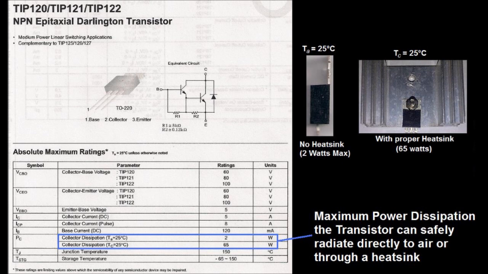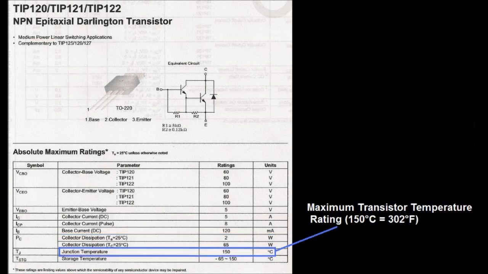Now, later in other videos, I will show you different versions of heat sinks and how to calculate the kind of heat sink you'll need for different transistors. Next, we have the maximum transistor temperature rating. Now, this is very important. This is the maximum temperature at which your transistor can operate. For instance, this says 150 degrees centigrade, which if you convert it to Fahrenheit, would be 302 degrees.